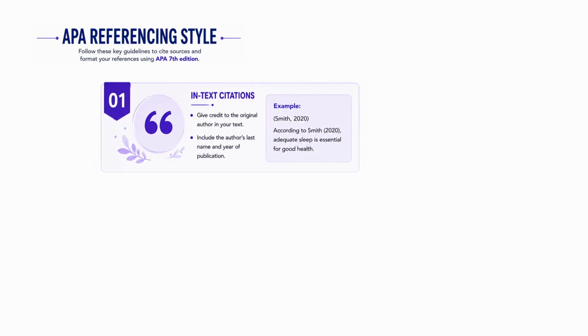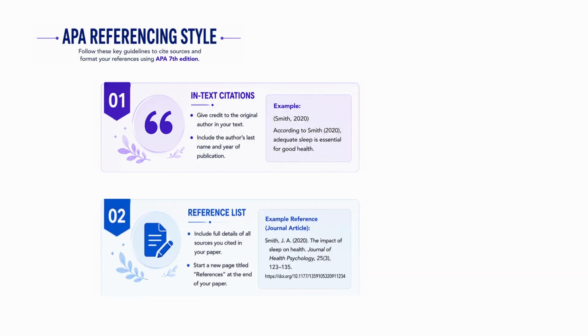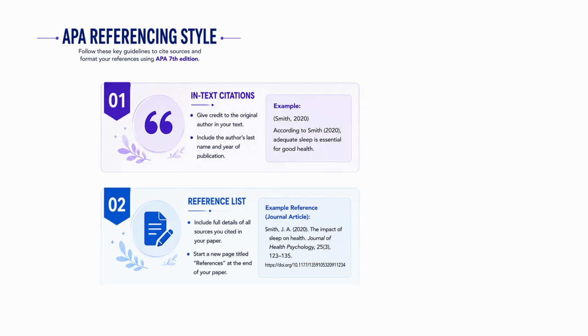Now we will move to the referencing style. APA referencing style is used in most of the universities. In Quest International University, we use APA 7th edition. So in-text citation: you have to give the citation in text, like name of the first author of the research and year of publication. That is in-text citation criteria. Referencing list: please use APA referencing style.